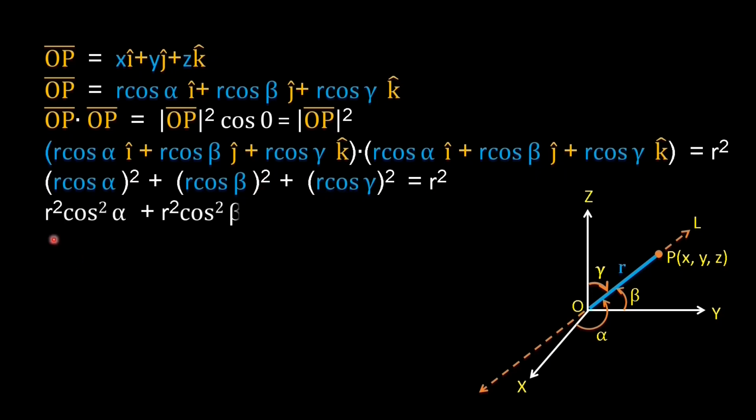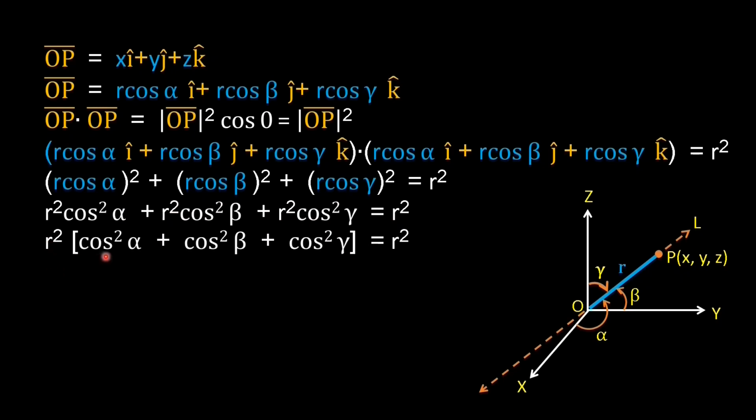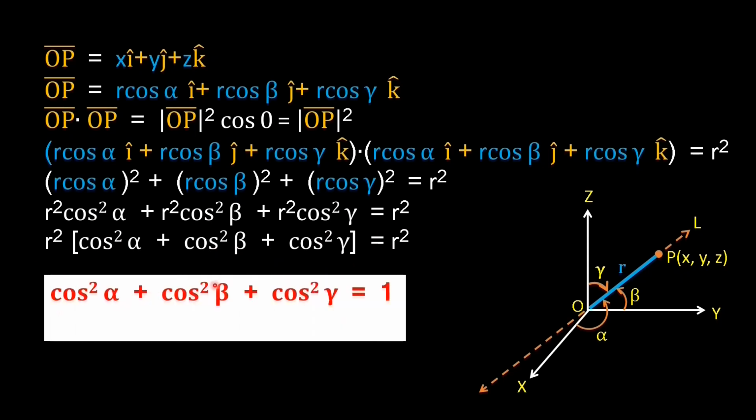So that will be r square cos square alpha plus r square cos square beta plus r square cos square gamma equals r square. We will take r square as the common factor and write r square times (cos square alpha plus cos square beta plus cos square gamma) equals r square. r square from both sides gets cancelled and we get cos square alpha plus cos square beta plus cos square gamma equals 1, or in other words l square plus m square plus n square equals 1. And this is what we had to prove.